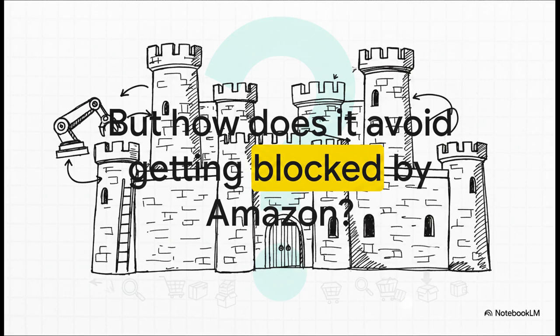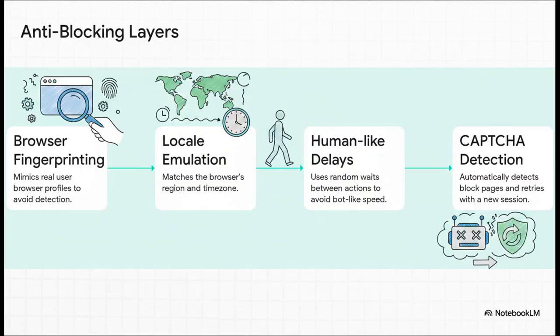Well, it doesn't just bang on the front door. It has some really clever, almost snaky ways of getting inside without setting off any alarms. So here's the secret sauce. It's engineered to act less like a robot and more like a real person just browsing the site. It uses something called browser fingerprinting to look like a normal user's web browser. It matches the correct region and time zone so it doesn't look suspicious. It even adds little random delays between its actions. And here's the really brilliant part. If it does hit a block page or a CAPTCHA, it's smart enough to see it, stop, and automatically try again with a totally fresh identity.